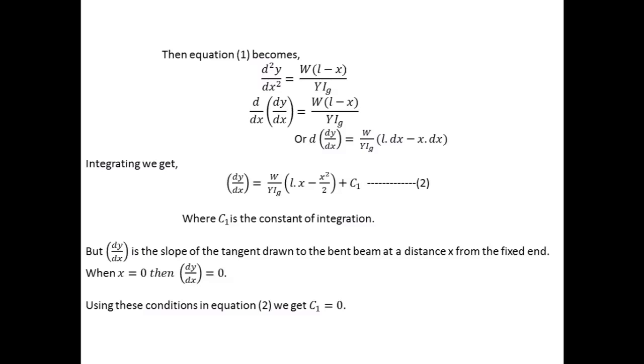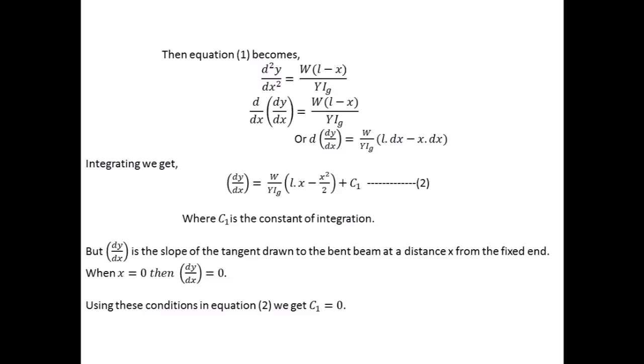On integrating, the integration of d of dy by dx will remain dy by dx, equal to W by Y Ig into the integral of L dx minus x dx. On integration we get L into x minus x square by 2. Along with this, we have a constant of integration, say C1. Now, C1 is a constant of integration. Somehow let us get rid of the constant of integration, because this will not be cancelled off.